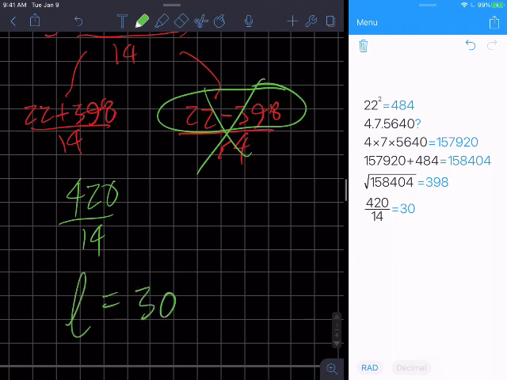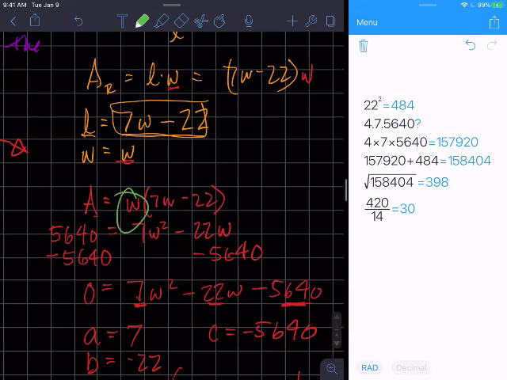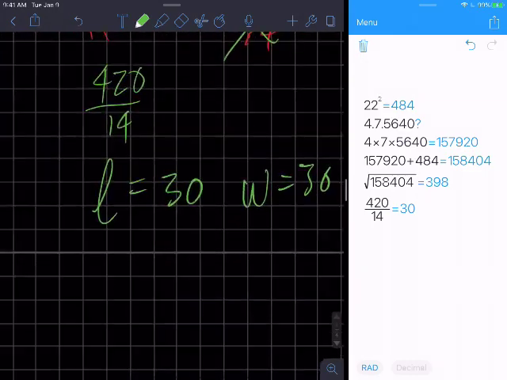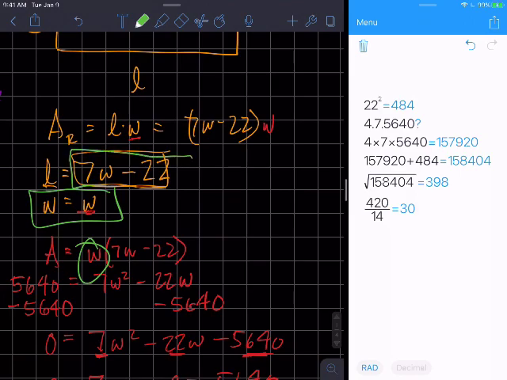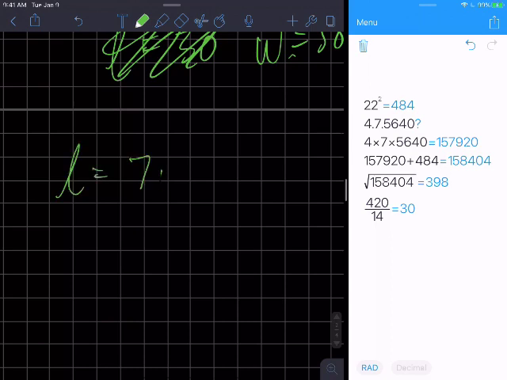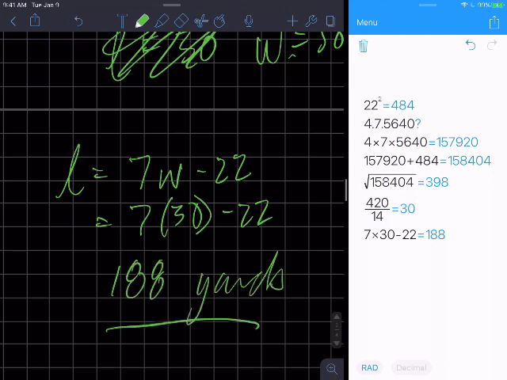Is that correct? Or is my width equal to 30? Let's go back up and look. What were we solving for? We were solving for w, so that's actually my width. So my width is equal to 30 yards. And my length is 22 less than 7 times the width, so the length is equal to 7 times the width minus 22. I just figured out the width was equal to 30, and if you need a calculator for that, that's fine. This app will do the order of operations for you. And so we get the length is equal to 188 yards. Hopefully that was helpful.